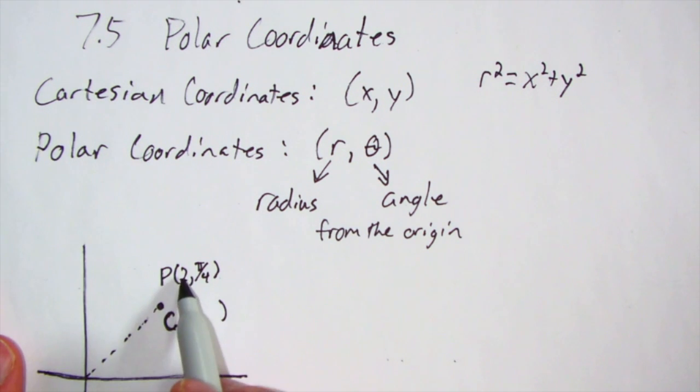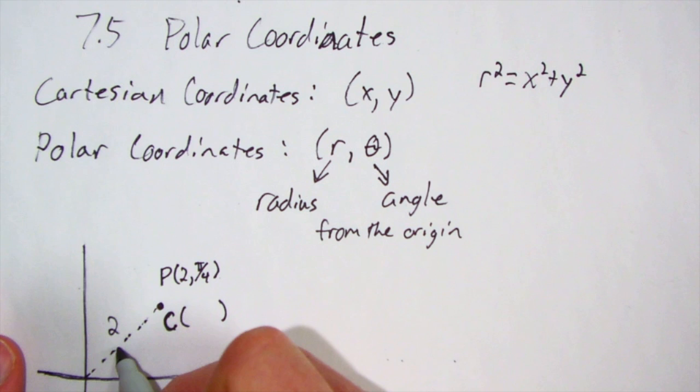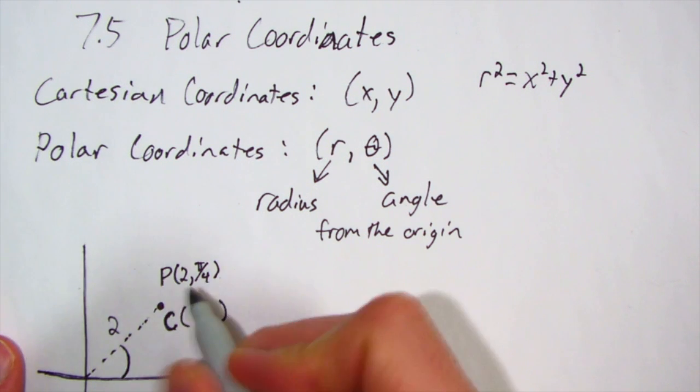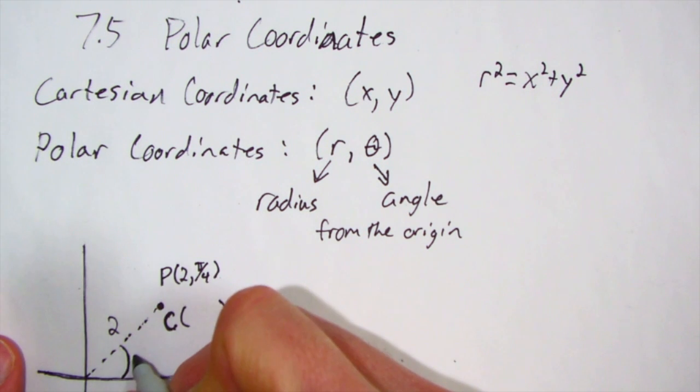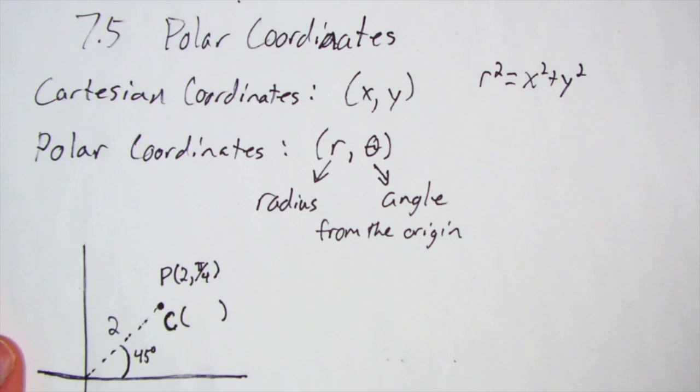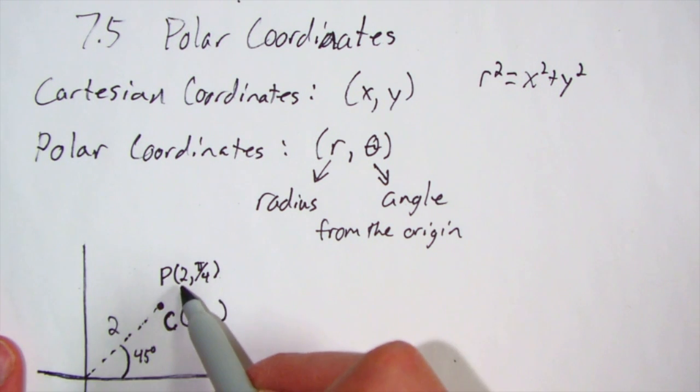What that means is my radius is 2, so my distance from the origin out to my point is 2, and then the angle is pi over 4, which we know to be the same thing as 45 degrees. So if I had a point that was 2 units away from the origin, and the segment that connects the origin and that point is 45 degrees from my positive x-axis, then the coordinates are 2 comma pi over 4.